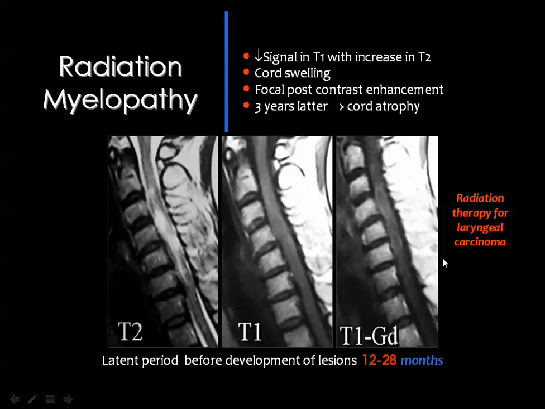In the case of a positive history of radiation, previous irradiation, it is easy for you to predict that these changes are usually the sequelae of irradiation. And you should remember that there may be a latent period between the onset of irradiation and the development of lesions in the spinal cord, which may be in the range of 12 months to 28 months.